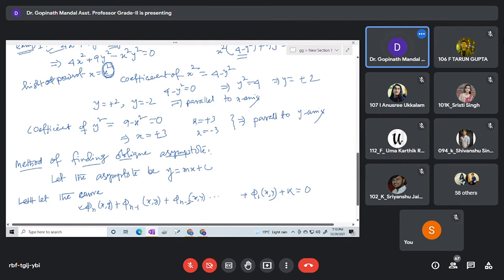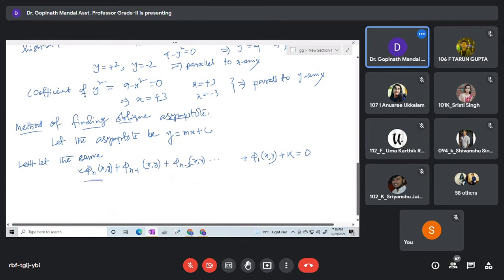The term phi n xy denotes the term of highest degree of the curve.